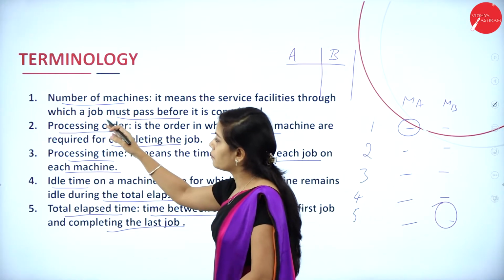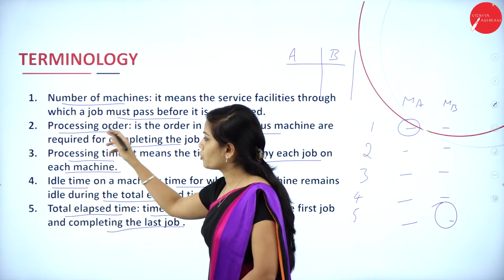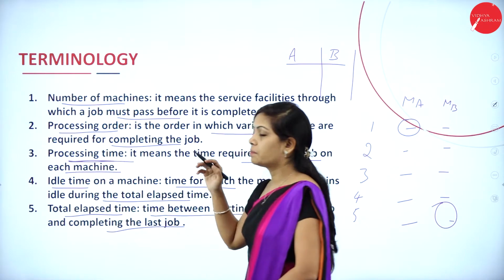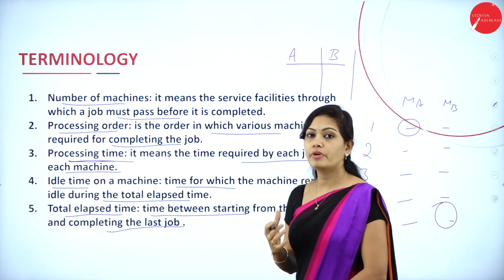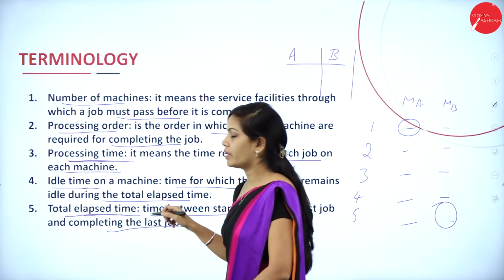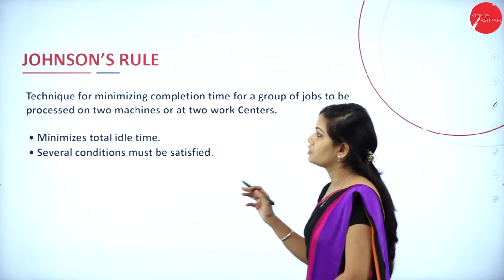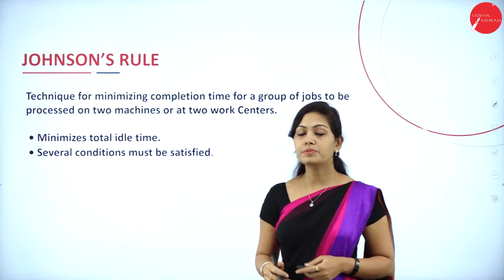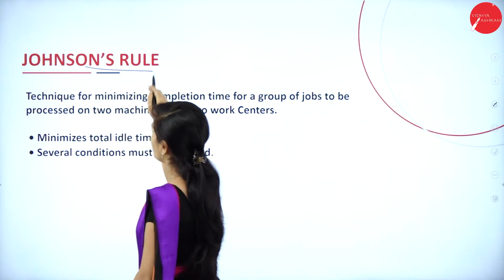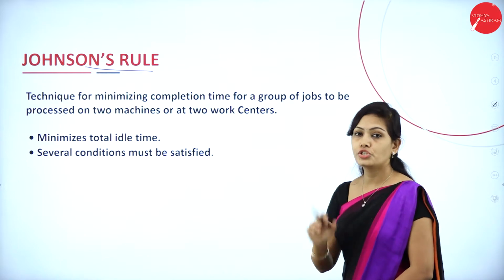So first one, number of machines. We have to find how many machines there are, and the processing order. We can also find the processing time, that is, how much time is required for completing each job, and the idle time, and the elapsed time in job sequencing. And next is Johnson's rule. This job sequencing problem can be solved by Johnson's rule. It is very important.